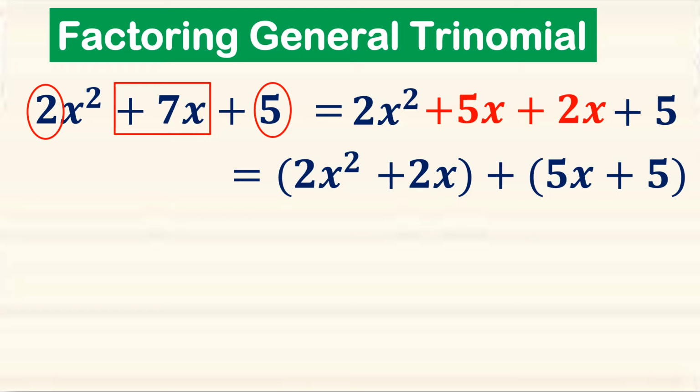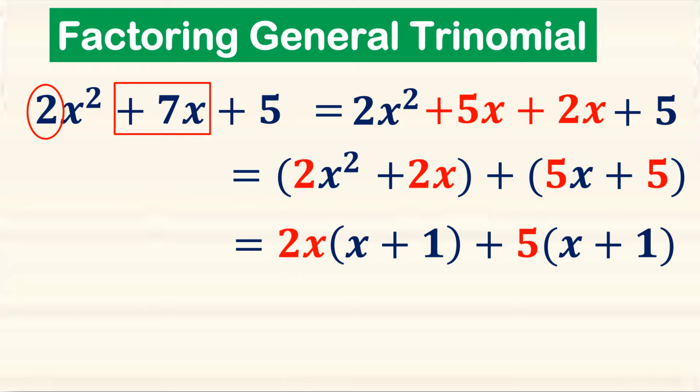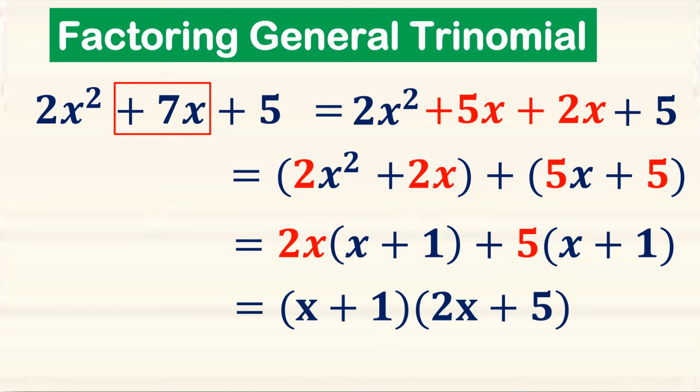Then we are going to have their common monomial factor. So rewriting this one, we have 2x times x plus 1 plus 5 times x plus 1. And then their common factor is x plus 1. So we have the remaining factor, which is 2x plus 5. So we have the factors of 2x squared plus 7x plus 5, which is equal to x plus 1 times 2x plus 5.